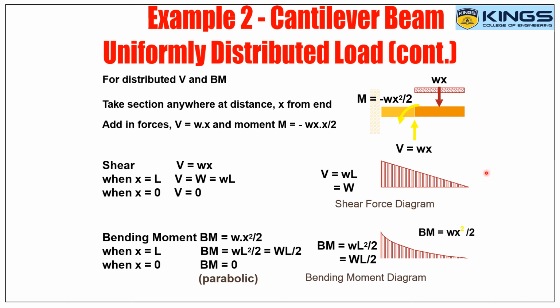So, another example for this cantilever beam with a uniformly distributed load. For the distributed shear force and bending moment, when x is equal to L, the shear force will be the maximum. When x is equal to 0, the shear force will be 0. Here x is at a particular point. Similarly, the bending moment BM is equal to W into x square by 2. When x is equal to L, the bending moment will be the maximum, and when x is equal to 0, the bending moment will be 0. So this gives a parabolic path. This will be the shear force diagram and this will be the bending moment diagram.